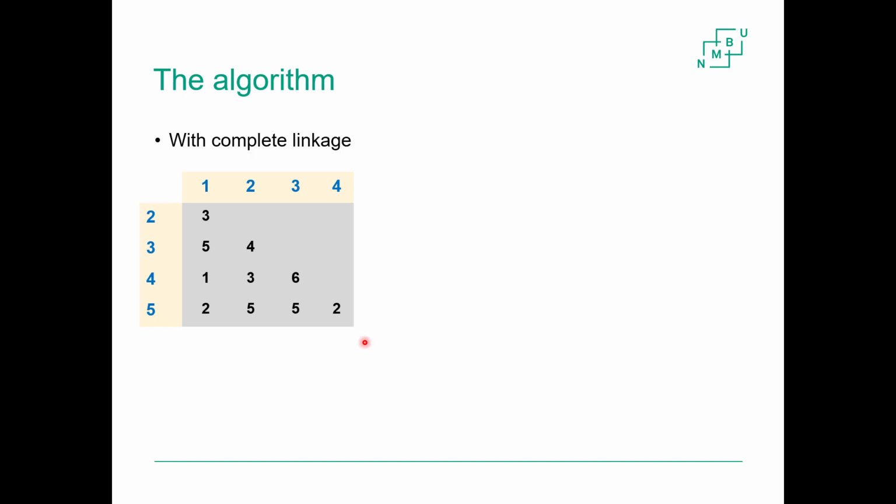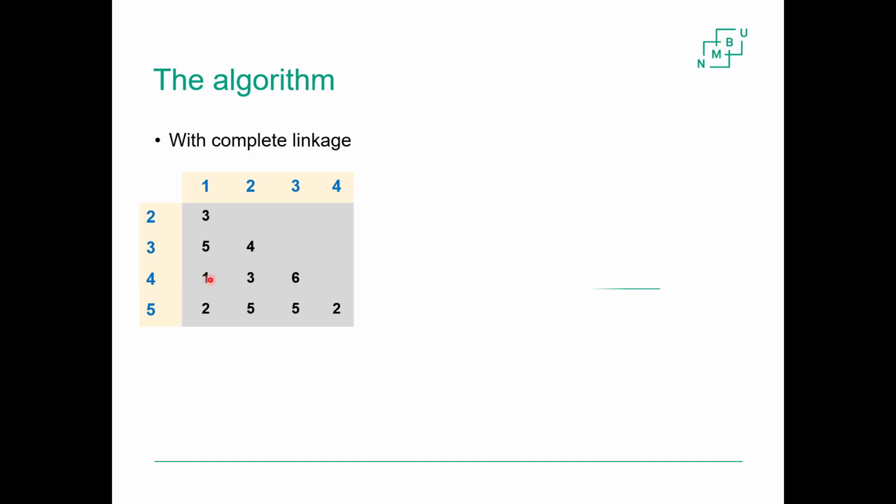And how do we actually start out clustering when we have a distance table like this? Well, the first step is always to find the smallest distance. What is the smallest distance? And here we have it, 1. And then we say, okay, case number 1 and 4 are the nearest neighbors. So this is where we start.